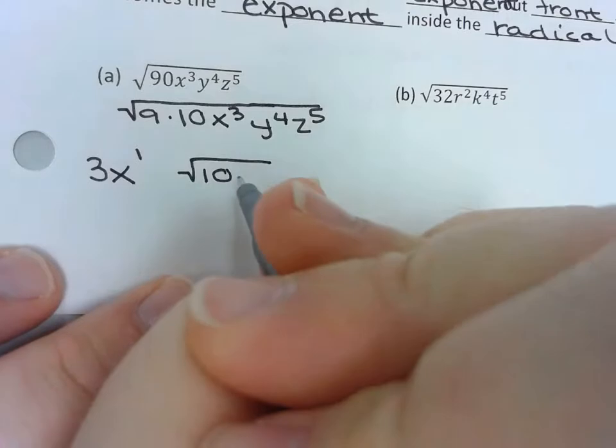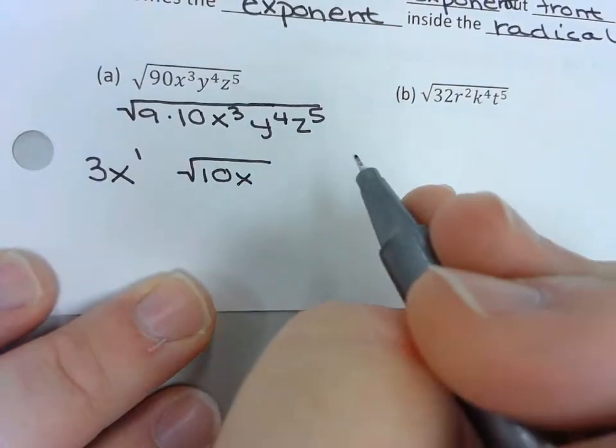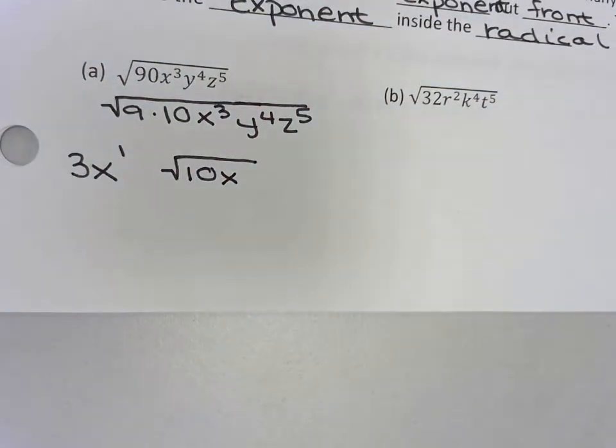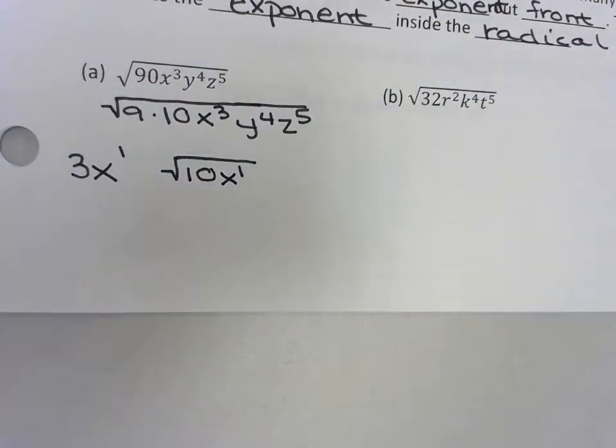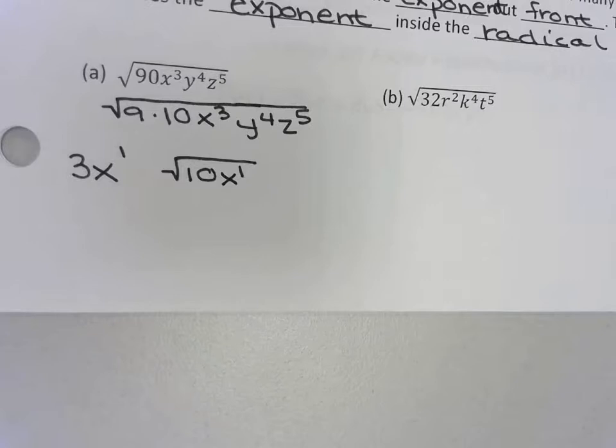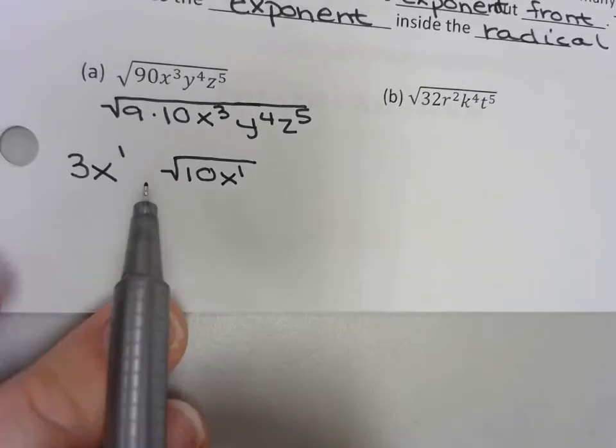And what will be my remainder? If I take 3 divided by 2, what's going to be my remainder? How many are going to be left? 1. So x to the first stays in there. How many whole times 2 goes into the exponent goes out front, so x to the first. Whatever my remainder is becomes the exponent on the inside. Do you have to put the first? No, I just put it so you can see it. You don't need the first.